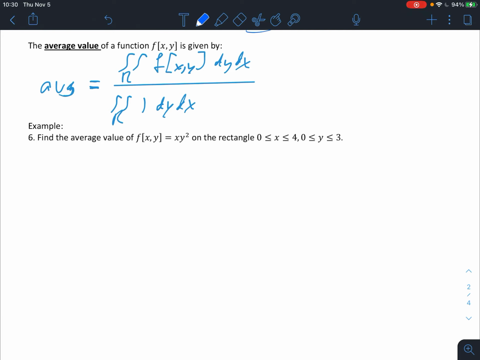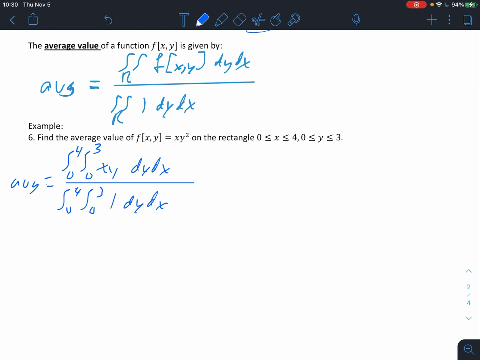Okay, so here's an example. Find the average value of f of x, y equals x y squared on the rectangle, and there's your region. All right, so our average is going to equal the double integral of the function. Now, you want to do dx or dy first, or dy dx first. It doesn't matter. I'm going to do dy dx. So my y bounds are 0 to 3, and my x bounds are 0 to 4. Over that same bounds, 1 dy dx.